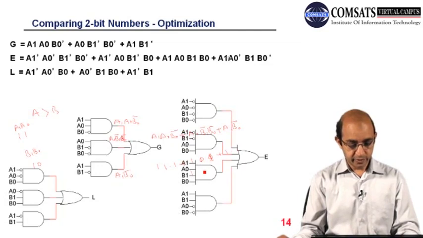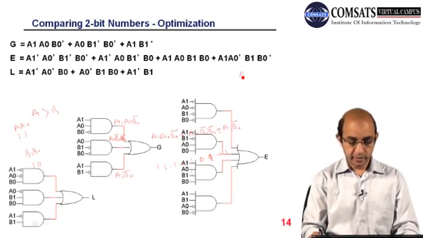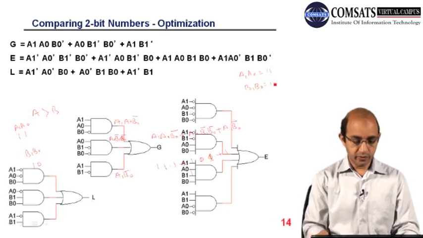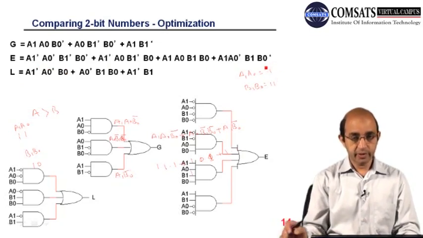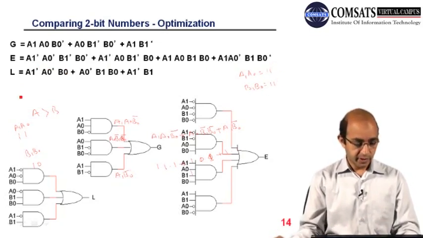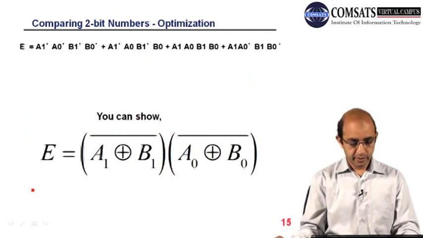And this is the circuitry for equality. So if we have two numbers, let's say A1 A0 is equal to 1 1, and B1 B0 is equal to 1 1. If I put this here, you will get a 1. So this is the circuit for equal, and this is the circuit for lesser.